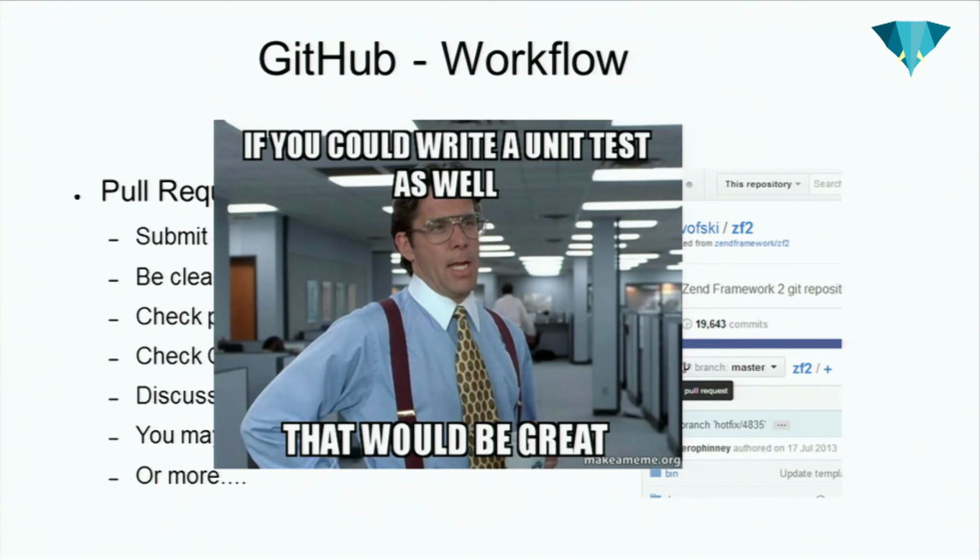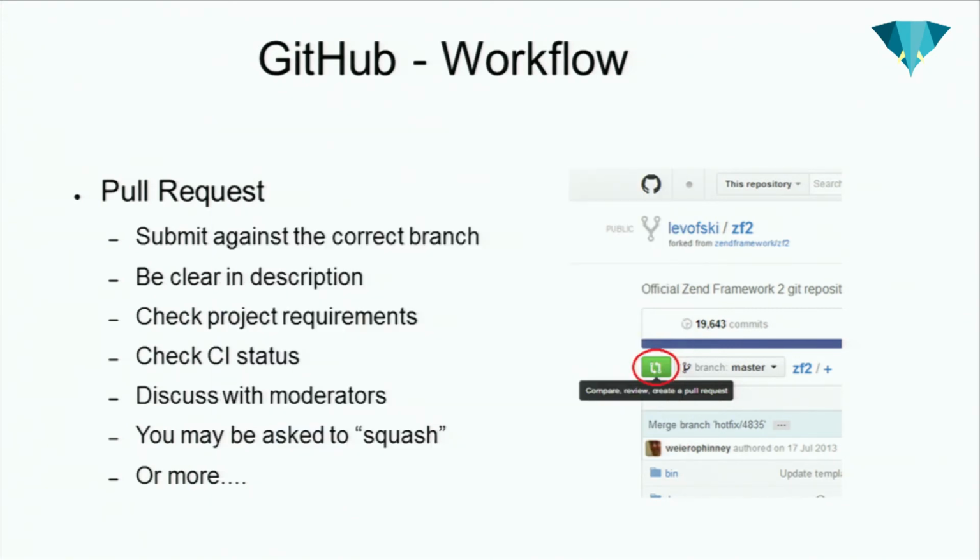Woo! You might be asked to write a unit test. That's fine. So make sure, again, that you're submitting your pull request against the correct branch. So when you're ready, you go to the repository that you're contributing to. No, you don't. It's yours. That's my fork. So that's my fork of Zend Framework 2, and I'm going to make a pull request.